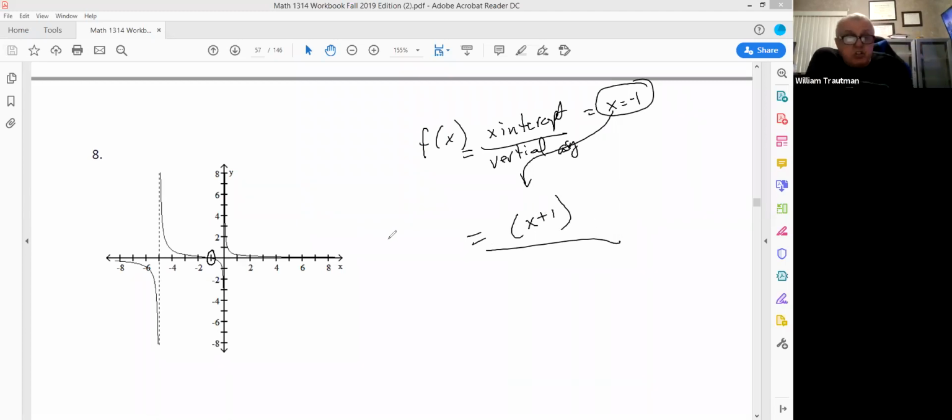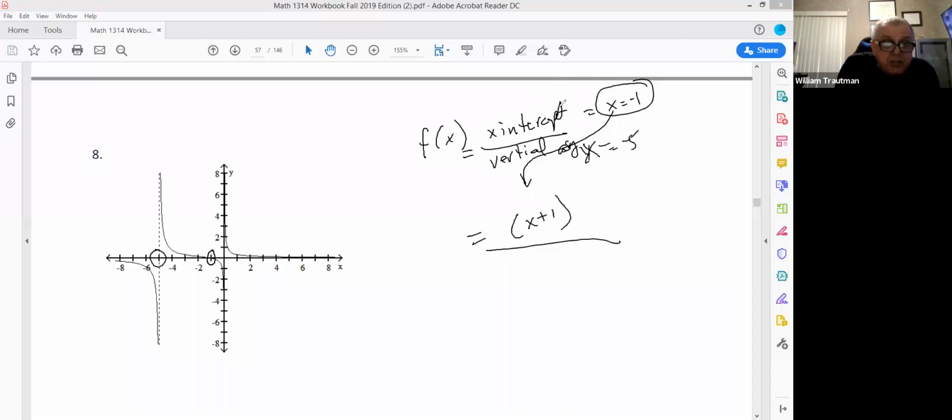Do you see there's no horizontal asymptote going through 1? That means the top power and the bottom power aren't the same. The horizontal asymptote is actually going through 0. That means the top power is smaller than the bottom power. My vertical asymptotes are here at x equals -5.